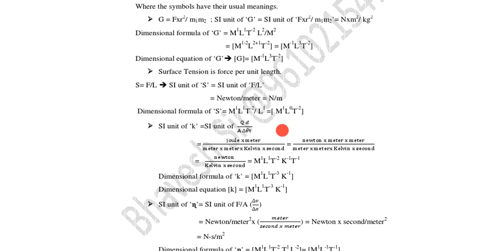Now next is thermal conductivity. The formula is given in the question, so you arrange this equation in this form: K is equal to Q d divided by A delta theta t. Here Q is the heat, d is the distance, A is the area, delta theta is the change in temperature, and small t is the time. So SI unit of K is equal to SI unit of this quantity. SI unit of heat is joule, distance is meter, area is meter square, change in temperature is Kelvin, and time is second.